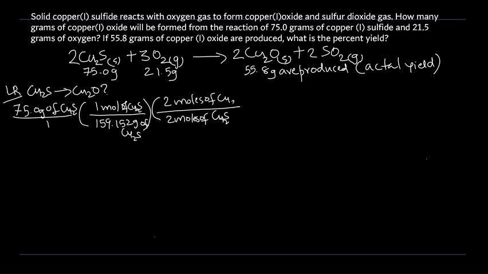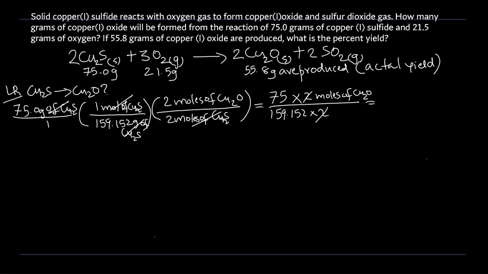So how much is that going to be? The grams of copper(I) sulfide cancel, the moles of copper(I) sulfide cancel, and we will have moles of copper(I) oxide. So we have 75 times 2 moles of copper(I) oxide divided by 159.152 times 2. The 2 we can cancel, and 75 divided by 159.152 equals 0.47 moles of copper(I) oxide.